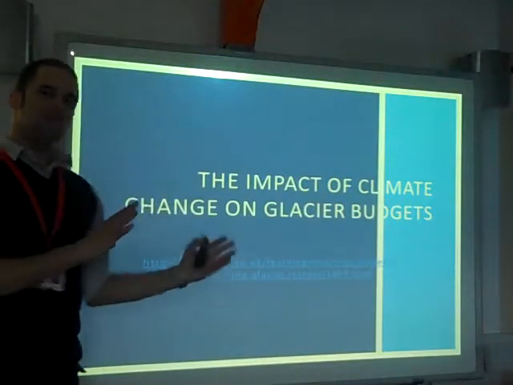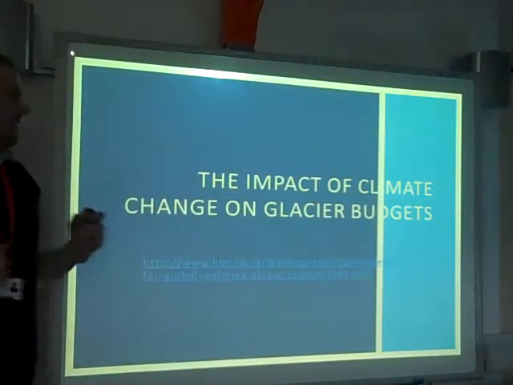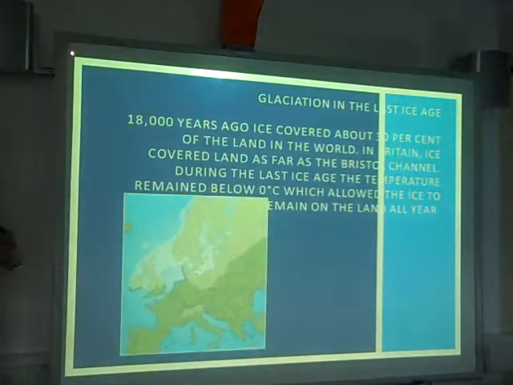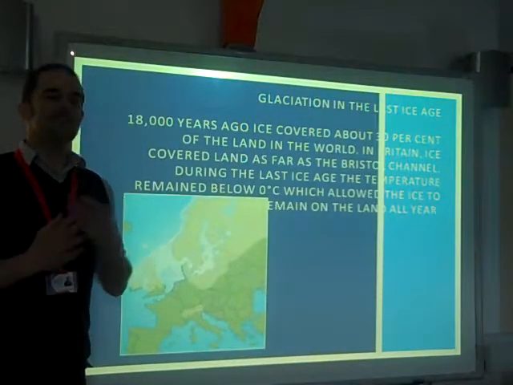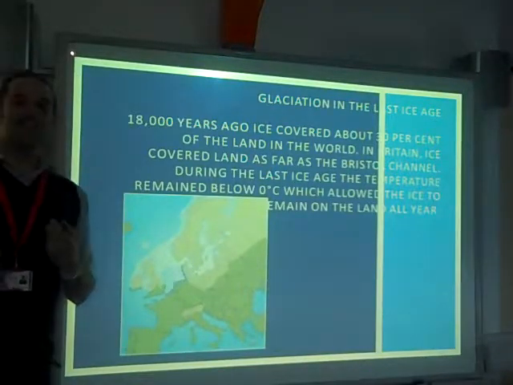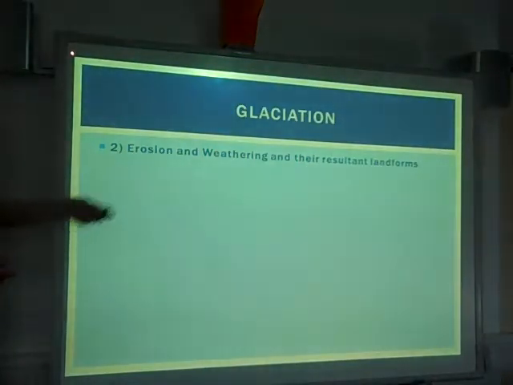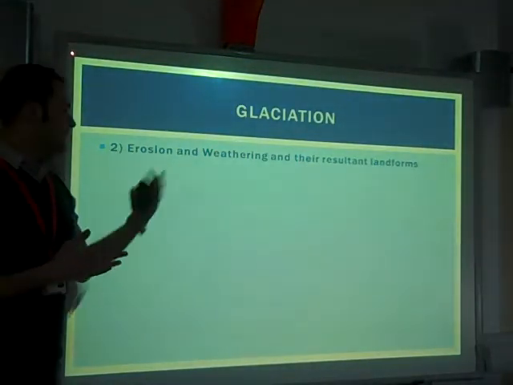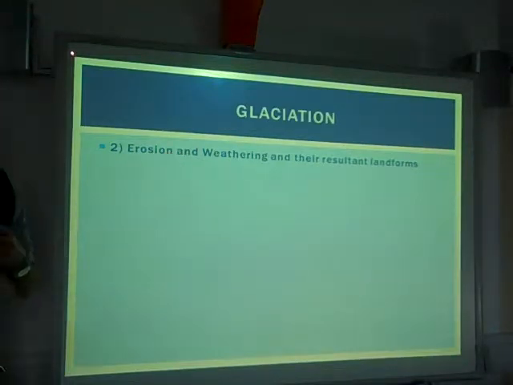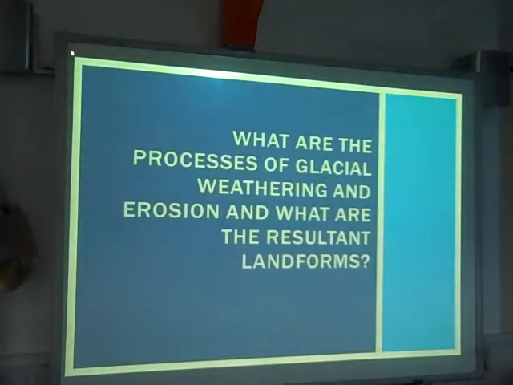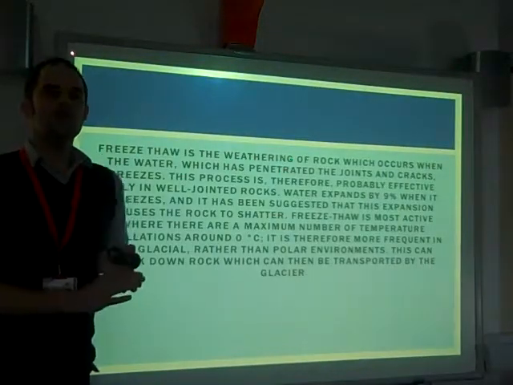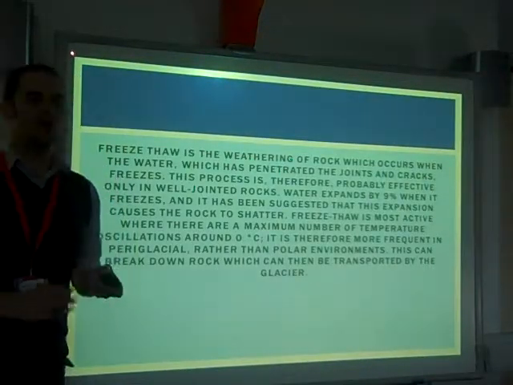One key concept that is in both the first and second part of the topic is the impact of climate change on glacier budgets. Basically, glaciers are retreating due to climate change at the moment. You need to know and understand the extent to which that occurs. Another key area in the first part of the topic is glaciation and its erosion and weathering landforms. So, thinking of the landforms that exist and the processes that go on, you need to know about freeze-thaw, abrasion and plucking.